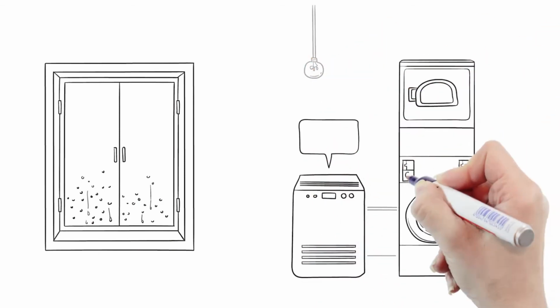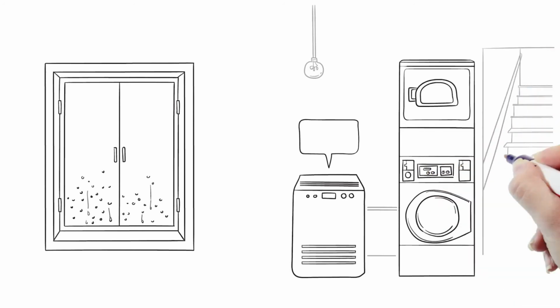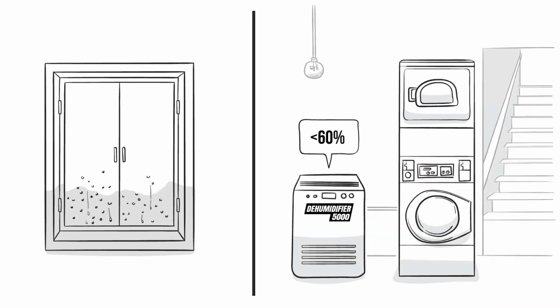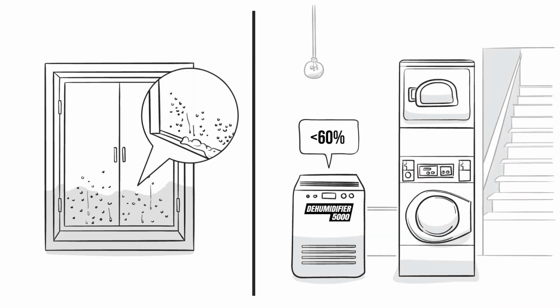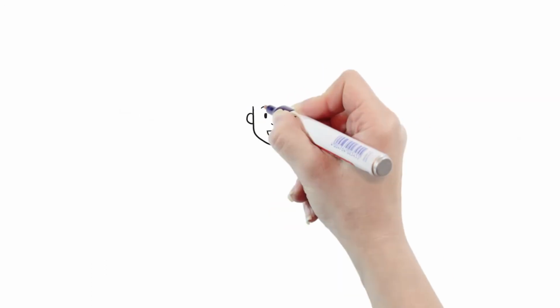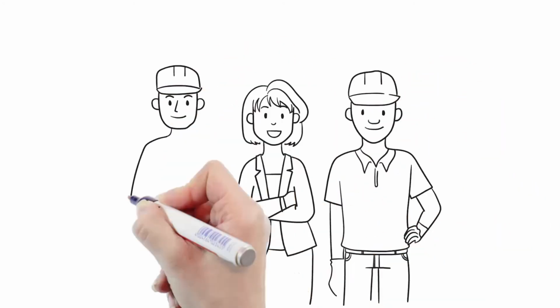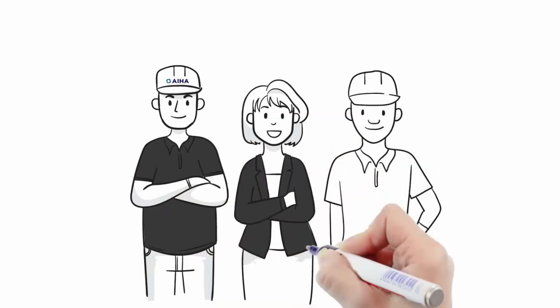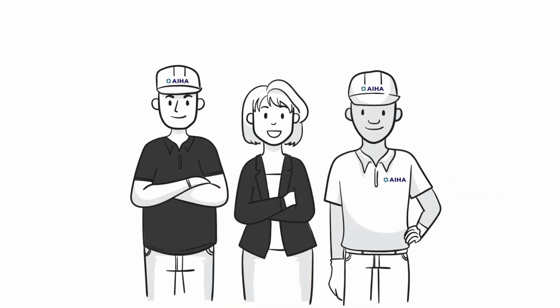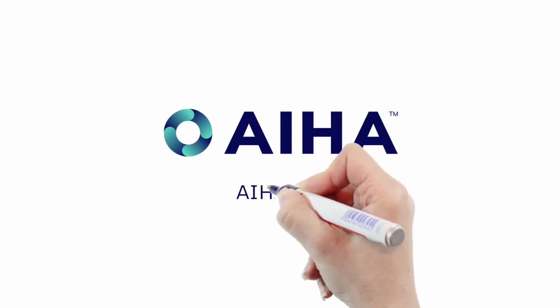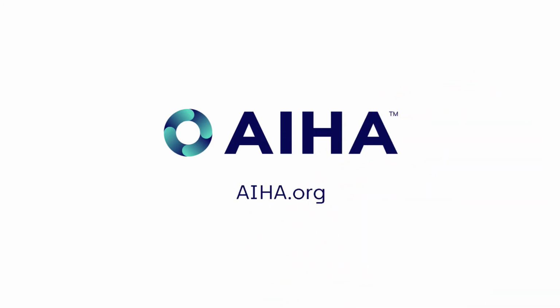In chronically damp areas, such as basements or crawl spaces, or areas where condensation is occurring, it is recommended that dehumidifiers be used to maintain humidity levels below 60%. For expert advice on preventing excess moisture and mold contamination, it is recommended that you contact AIHA or an AIHA-listed industrial hygienist. For more information, visit the Mold Resource Center at aiha.org/mold.